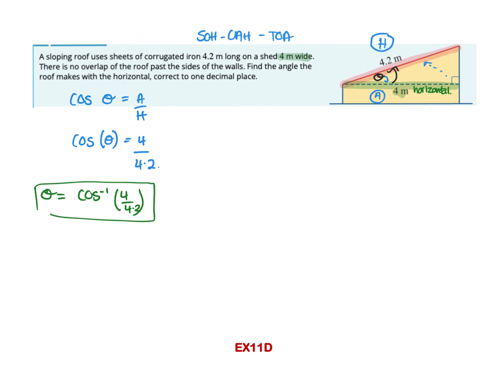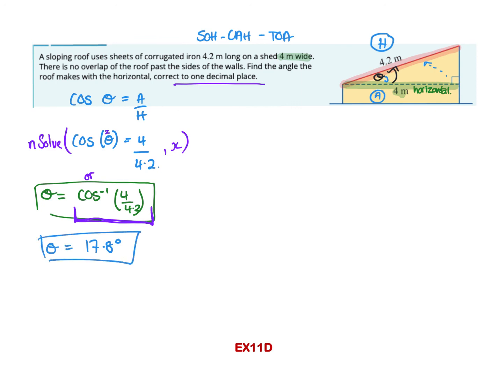If we want to do the solve function, what do I need to put in front of solve? X. Good. So if you want to call that x, you can do it like that, or you could do it like this, where all you need to type into the calculator is this bit here. All right, who's done that and found the angle? It's set to 1 decimal place, so it's 17.8 degrees. And we'll put a box around our answer.